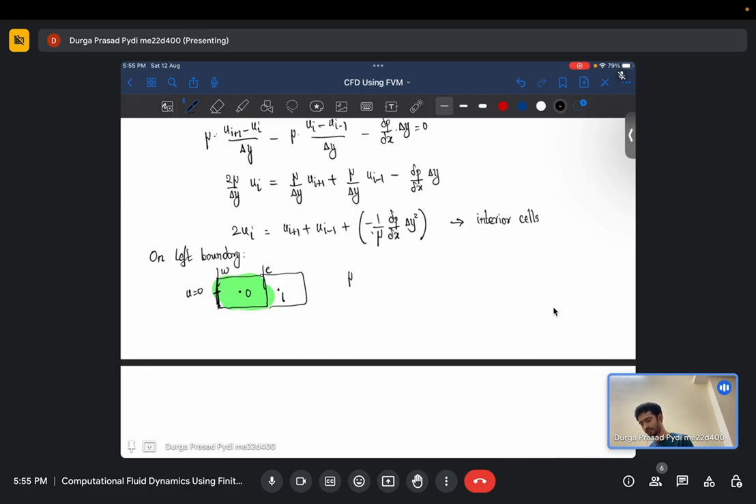For the east face, it will be u1 minus u0 by delta y, minus, for the west face, you start with u0 minus, but you don't have any cell or any point towards your left side. So what I am essentially doing now is taking the boundary value, but only the half distance. So essentially it will be delta y by 2. This approach I will be using.